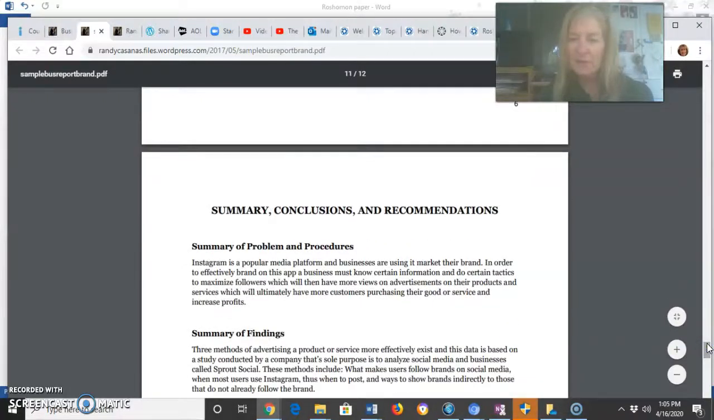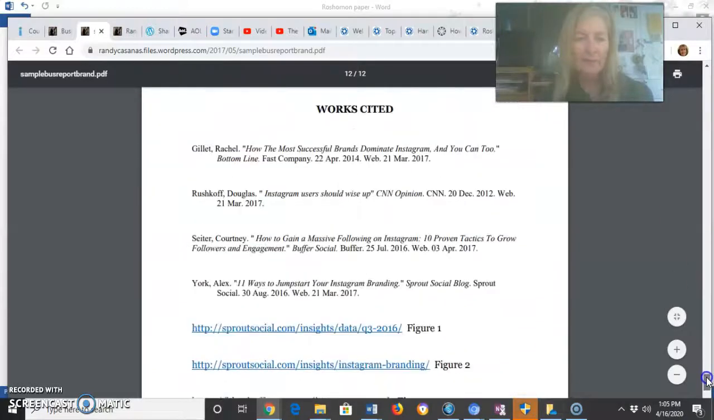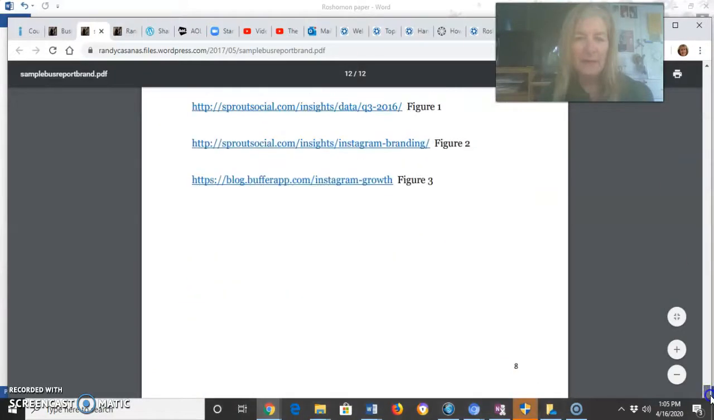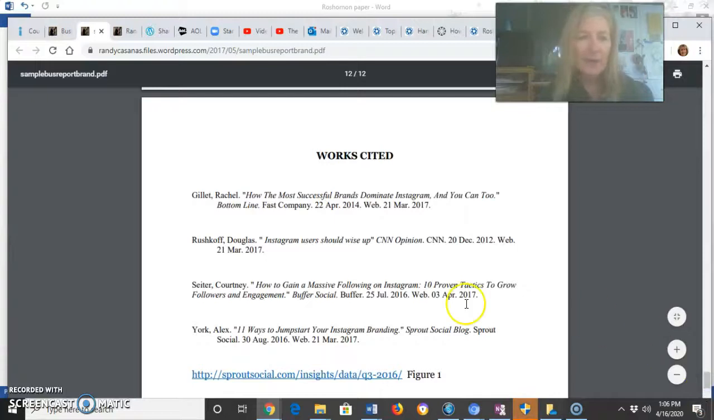Then we go to the summary and conclusions and recommendations with all the parts, and finally the works cited page. And I think that Randy doesn't have the questionnaires in the appendix because I added that after his semester. But that's a look at one of the business reports that you can see on your own.